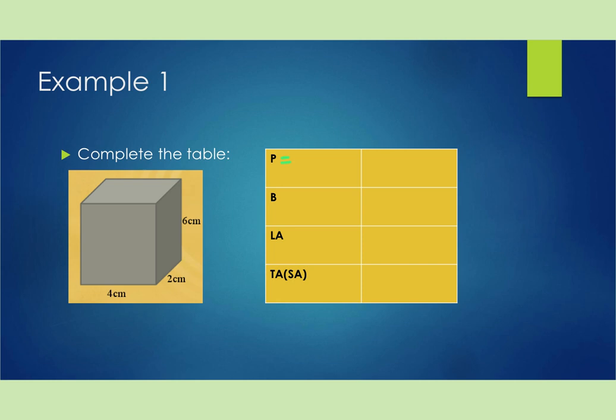So if we pick, what'd you just say? Front and back? I said top and bottom. What's the perimeter of one of those bases? It'd be 2 times 4 plus 2 times 2, or 8 plus 4, which is 12.